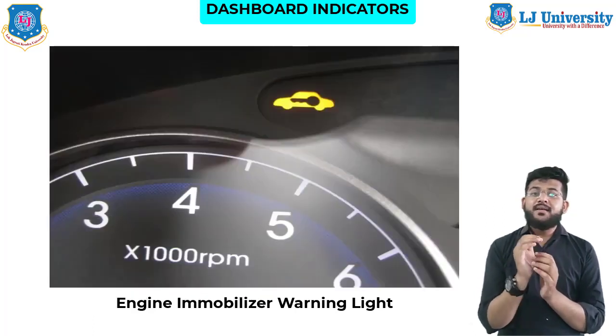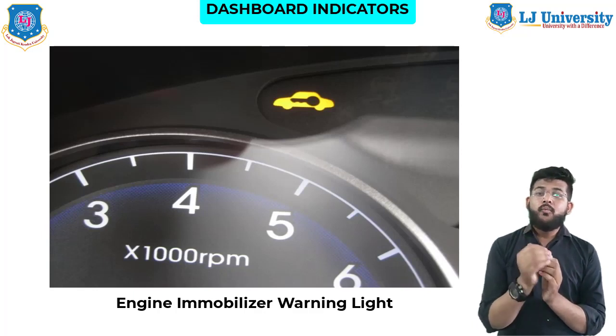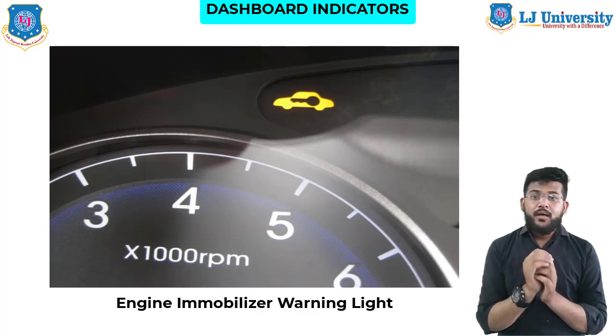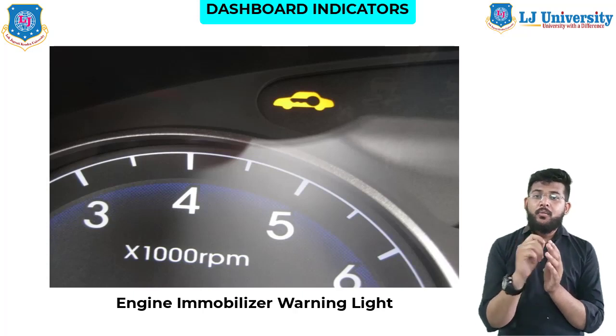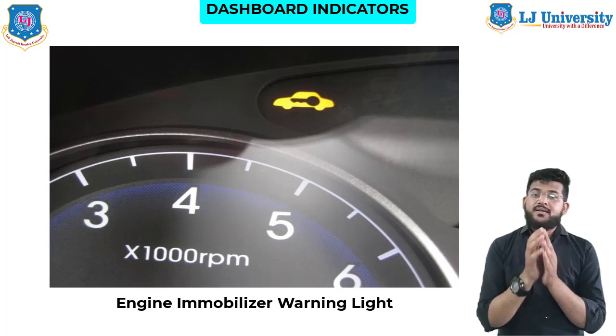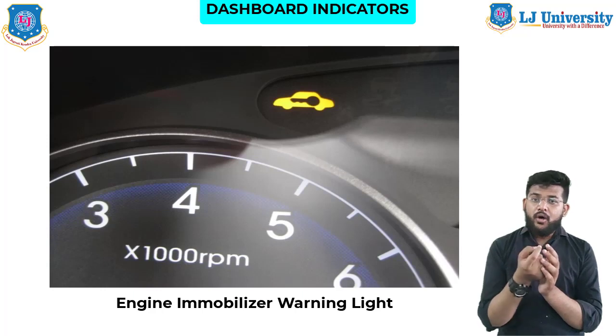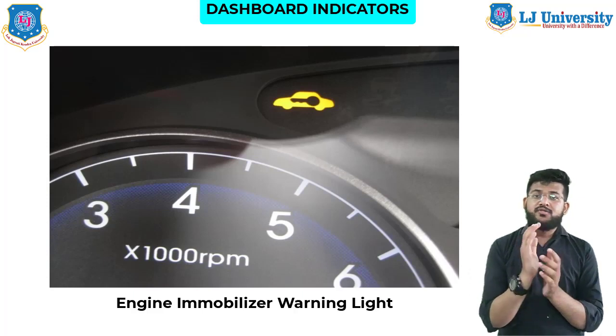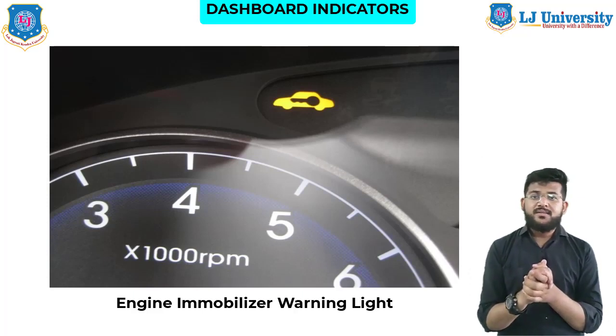Next is the engine immobilizer warning light. So what does the engine immobilizer warning light mean? Actually, the engine immobilizer, or you can say this key symbol, indicates that the car is not able to recognize its keys. Sometimes it could turn on due to some other problem with the engine immobilizer system. So this was all about the engine immobilizer system.